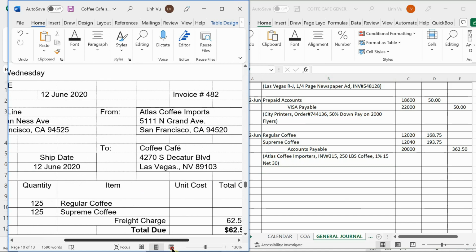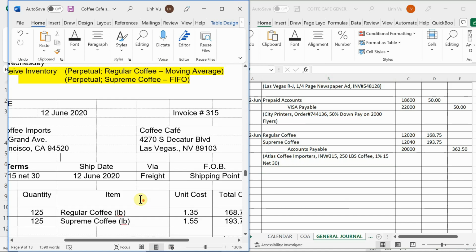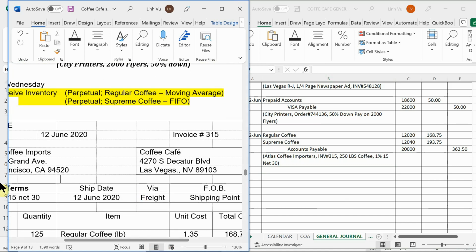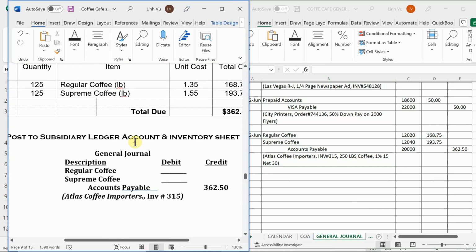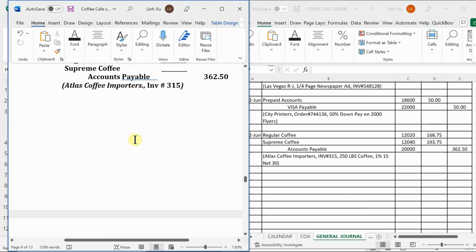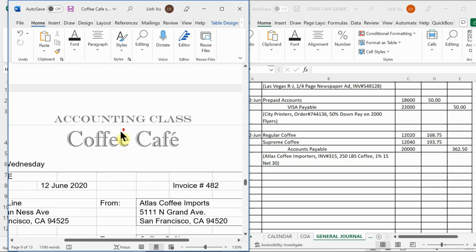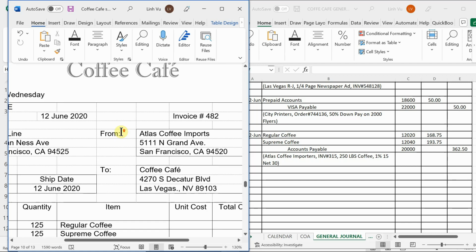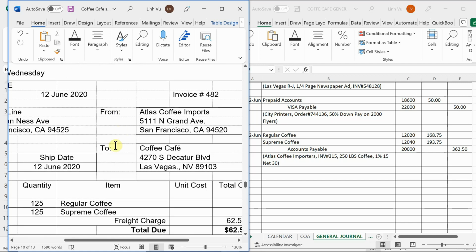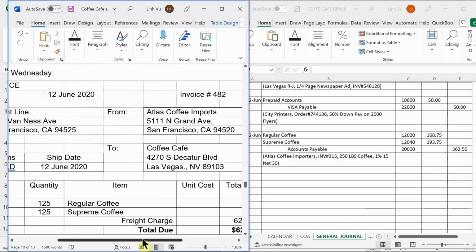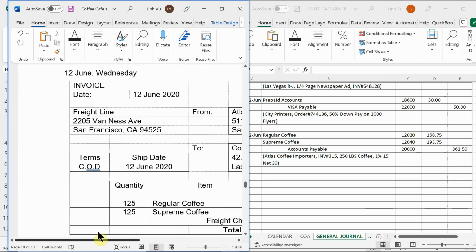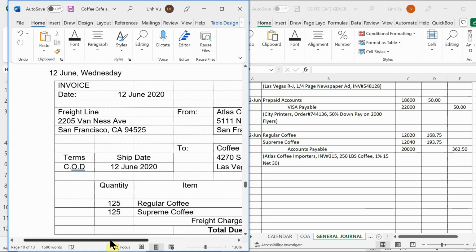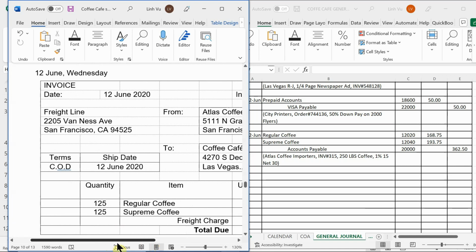So in this case, Atlas Coffee Importers, if you actually look at their invoice, they come from San Francisco, California. Of course, they're going to have a third-party vendor to ship those items to our store in the Las Vegas region. So I need to go ahead and read this on the shipping. In this case, they used Freightline delivery services.